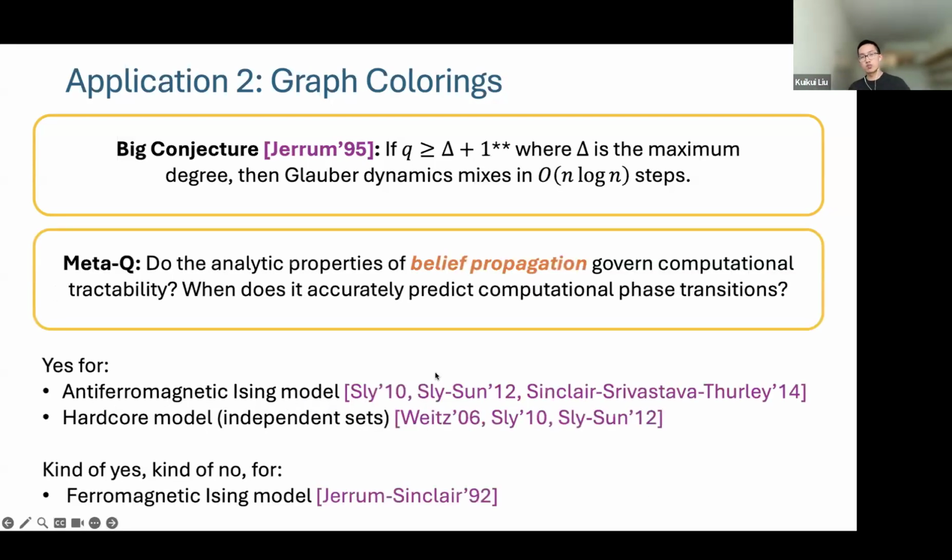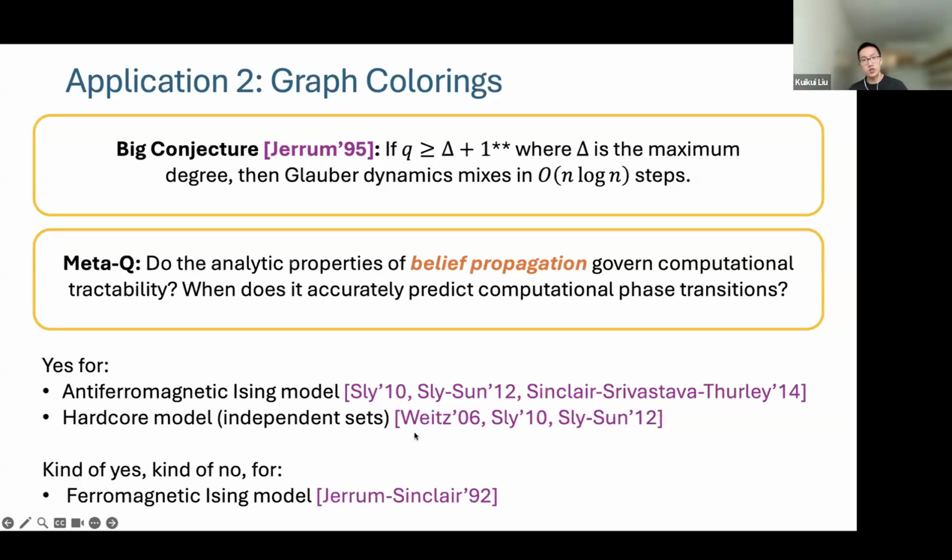And so this suggests a much broader meta question, which I find extremely tantalizing, which asks the following: do the analytic properties of this belief propagation heuristic govern computational tractability for sampling? Also, when does it accurately predict computational phase transitions? And this meta question has received a lot of attention in the literature, and the answer is known to be yes, at least for simpler models like the antiferromagnetic Ising model and for independent sets. But this remains open for more complex models like colorings.